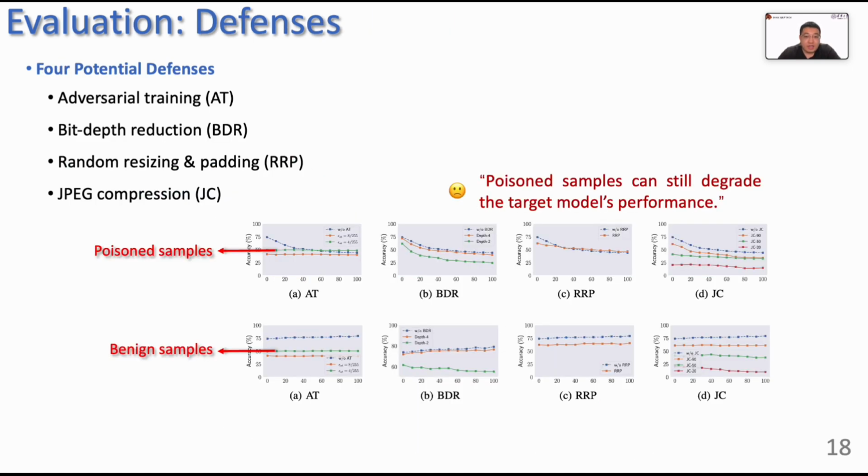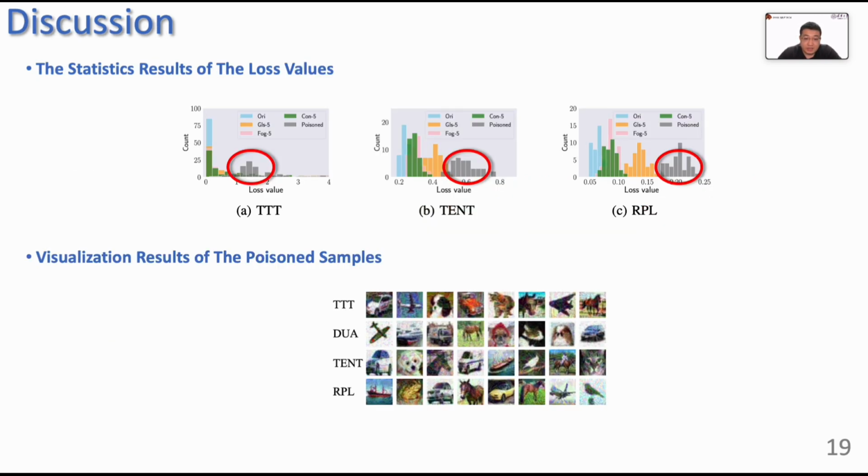To mitigate our attacks, we discuss 4 potential defenses: adversarial training, bit depth reduction, random resizing and padding, and JPEG compression, which are all traditional defenses against adversarial examples. Unfortunately, poisoned samples can still degrade the target model's performance. Finally, we show some visualization results. We can observe that our poisoned samples can indeed induce larger loss function values. Meanwhile, the adversarial perturbation within our poisoned samples owns good invisibility.